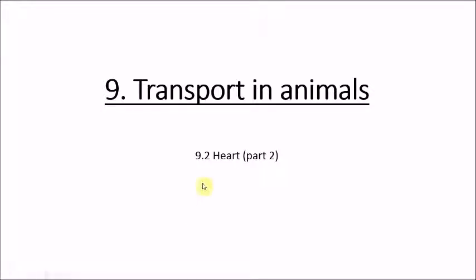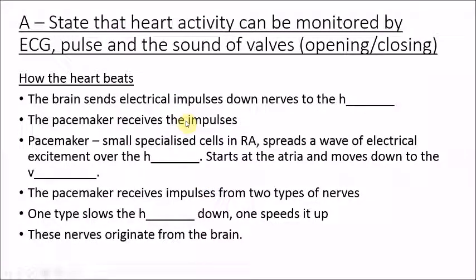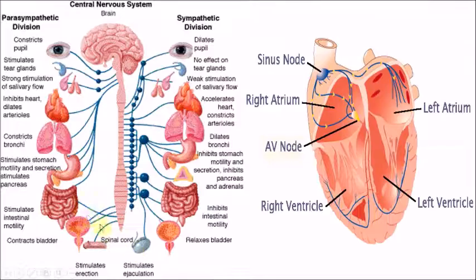Okay, this is the second part of the heart, and the first objective we need to look at is the heart activity and how it can be monitored by an ECG trace, which is an electrocardiograph, a pulse, and the sound of valves, which is that lub-dub sound that the heart makes when the valves open and close.